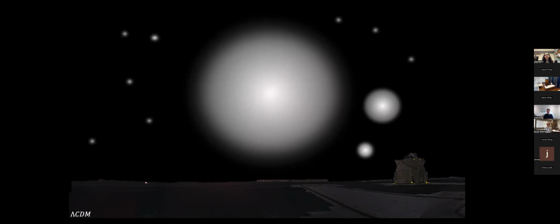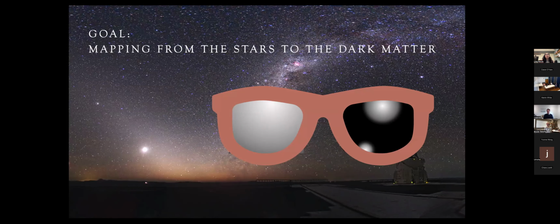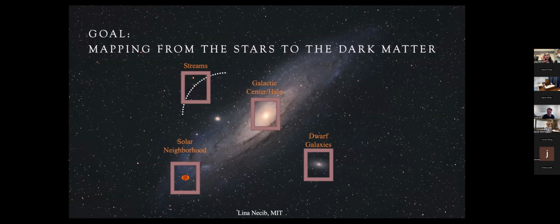So the goal of my research has been to build these glasses in which we go from the stars, mapping out the stars, to the dark matter. What I've been doing is really doing this in 4 different spots around the Milky Way. So I work on trying to understand the phase space distribution of dark matter in the solar neighborhood, as well as trying to find more and more of these solar streams. But really what I'm going to be focused on a lot more in this talk is the most recent results that we've got for the Galactic Center and the Galactic Halo, as well as dwarf galaxies.